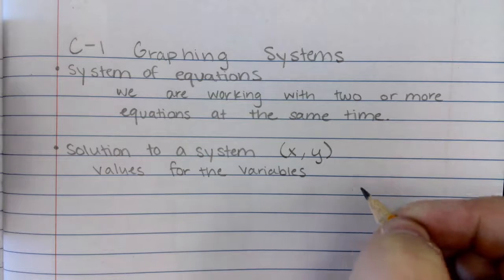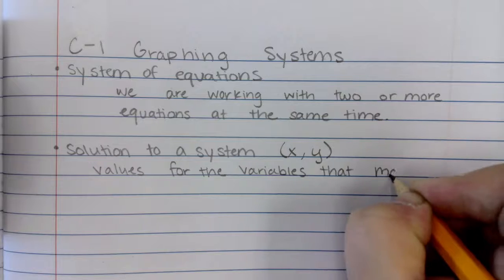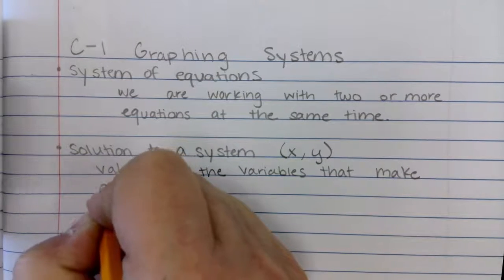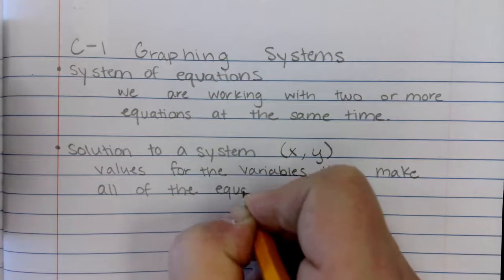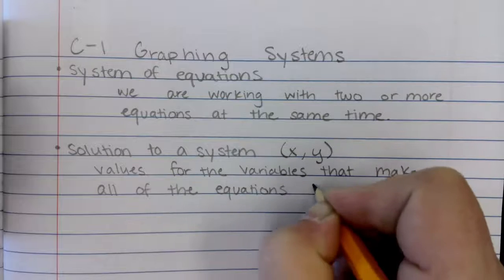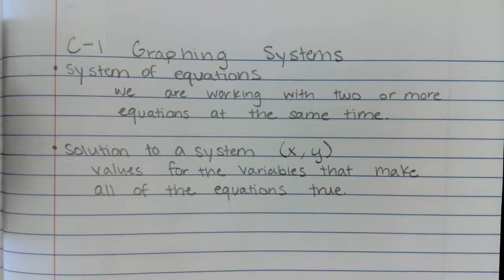Okay, values for the variables that make all equations true. Okay, so those are our two longer definitions. Those are going to be really important because that's what we're focusing on this whole chapter, these two ideas. We're going to be finding solutions to systems, which means that we're going to be finding an ordered pair that works for all the equations.